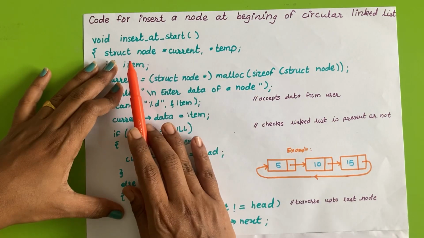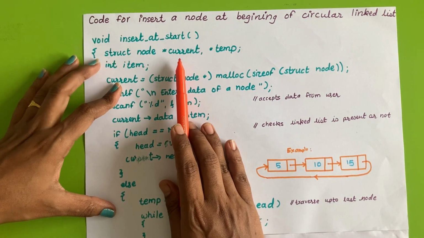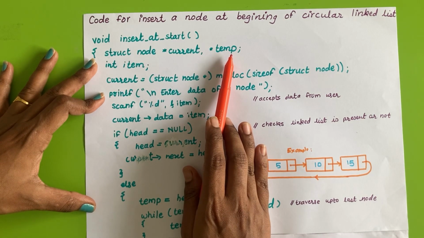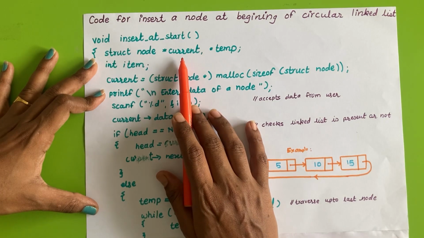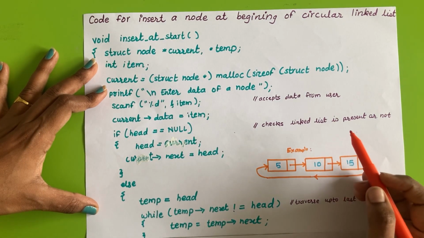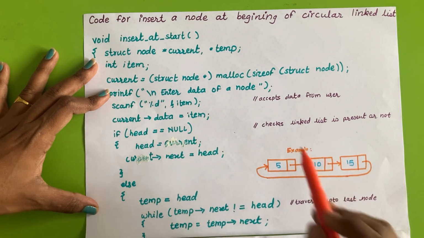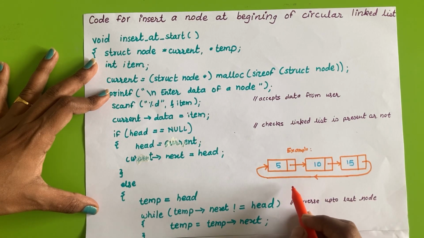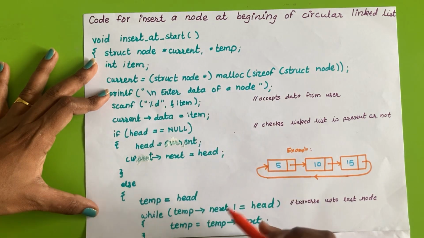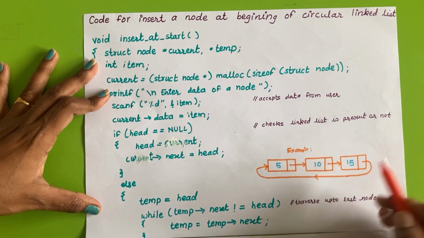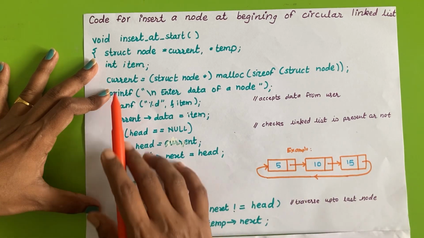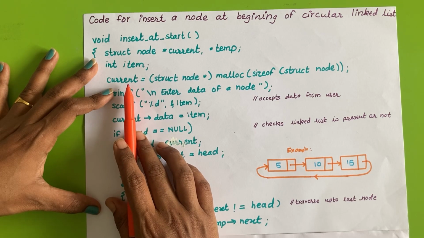Okay, in that we will consider two pointers. One is the current pointer and another is the temporary pointer. The current pointer is used for creation of a node that we are going to insert in the circular linked list, and the temporary pointer we are using here for traversing a linked list, meaning it gets updated every time whenever we need to traverse a linked list.